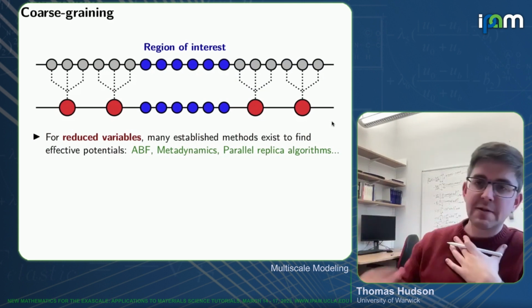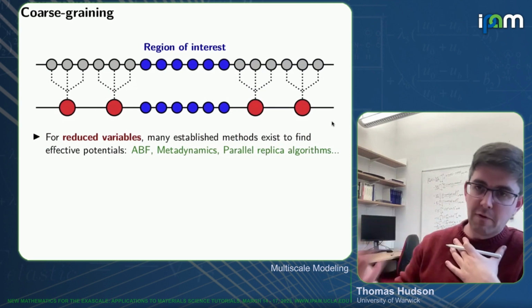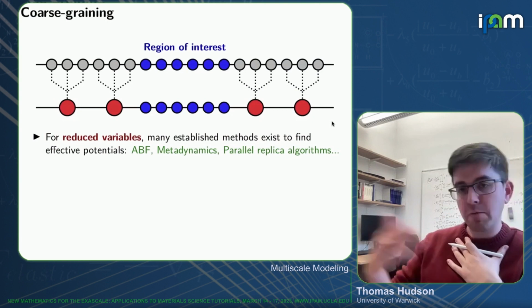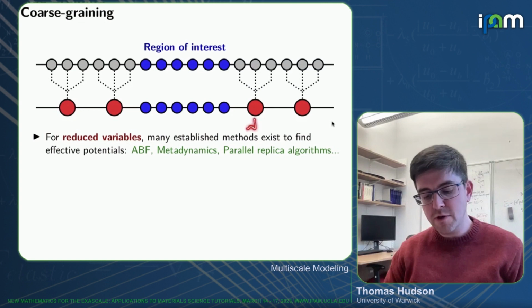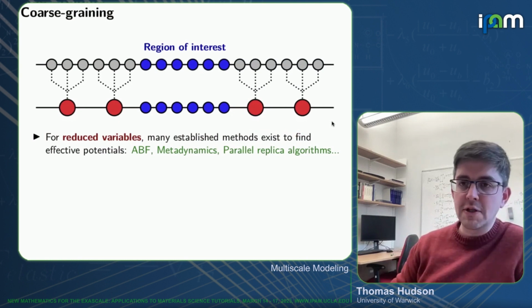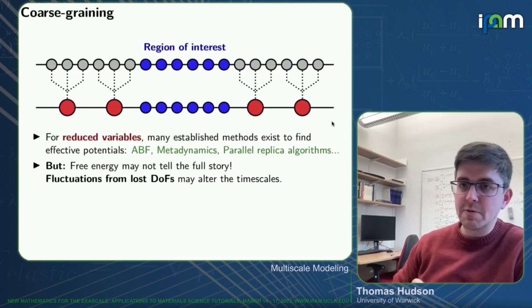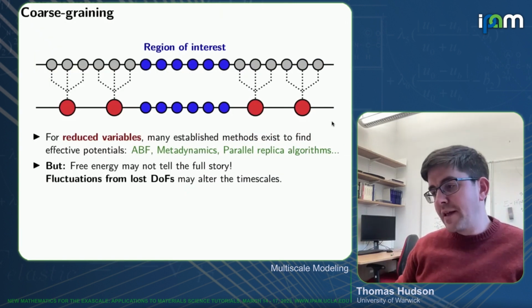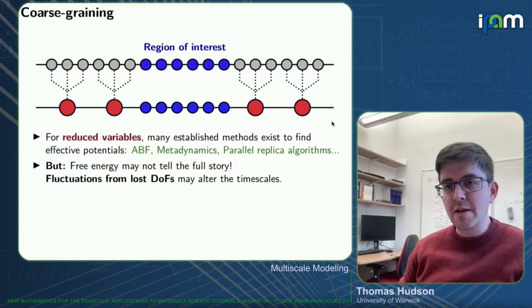And we know various methodologies for trying to fit free energies for those degrees of freedom. So at some temperature, what is the effective potential that describes the interaction between this red bead and the blue beads, and this red bead and the other red beads outside? There are lots of well-established methodologies to sample free energies. But one potential issue here is that while the free energy is a significant part of the story, it doesn't seem to be the full story.